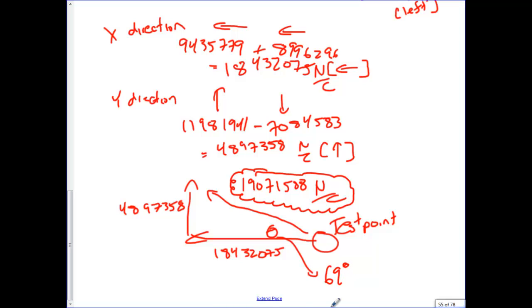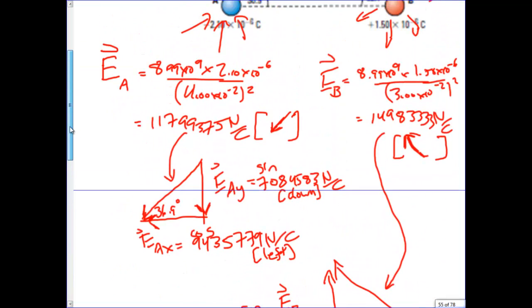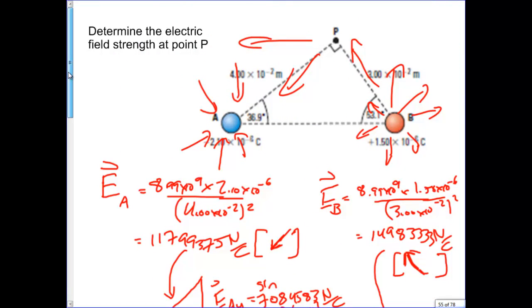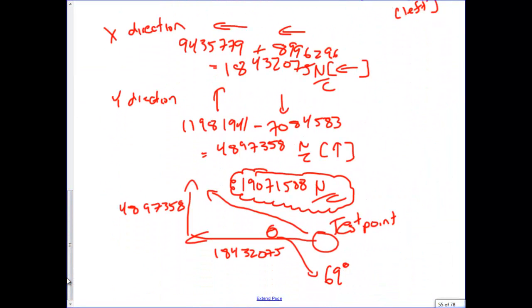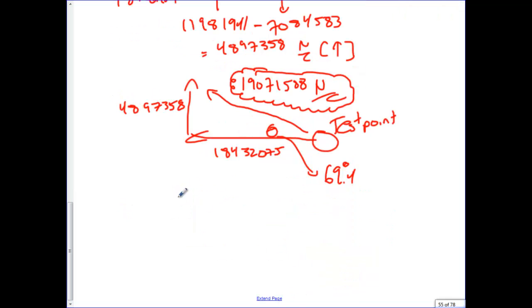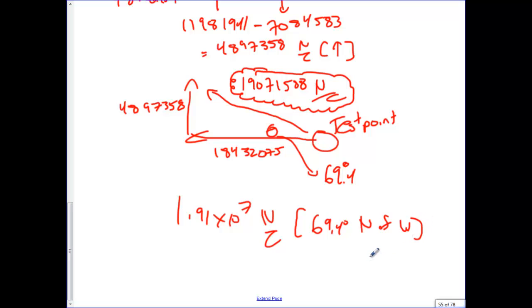I got 69 degrees in the corner there. You guys get the same thing? So, final answer then, after all of this work, how many sig digs do I get? Looks like 3. Oh, I need to keep another sig dig here then. I got 69.4 degrees. So the field strength is 1.91 times 10 to the 7 newtons per coulomb, and it's going 69.4 degrees north of west.